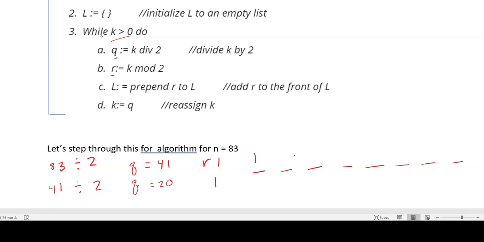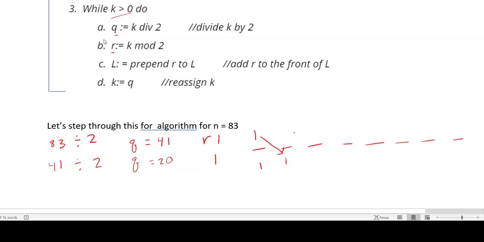So again, my k div 2 will be 20. My k mod 2 will be 1. And I have another 1. So now I have 2 1s. I actually move this 1 to the right and put a 1 in front. That's what I'm doing with the prepend. This is kind of a pseudocode. They do this in Sage in your book, but this gives you a pretty good idea of how this would work.